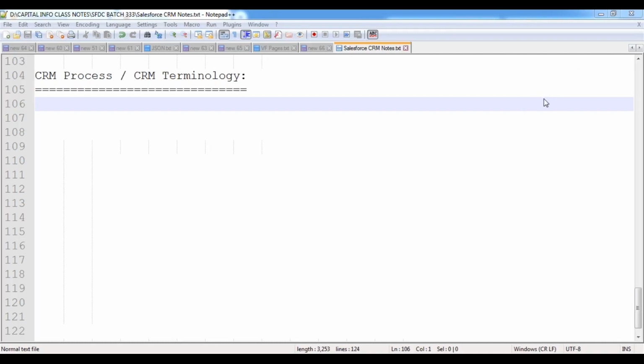Now today we'll see the CRM process or CRM terminology. These are also called vocabulary, and the various objects that we're using as part of the Salesforce CRM application. We'll see the concept of the CRM process, and then we'll see the concept of the lead conversion process also, which is the base concept for CRM, and a common question in every interview.